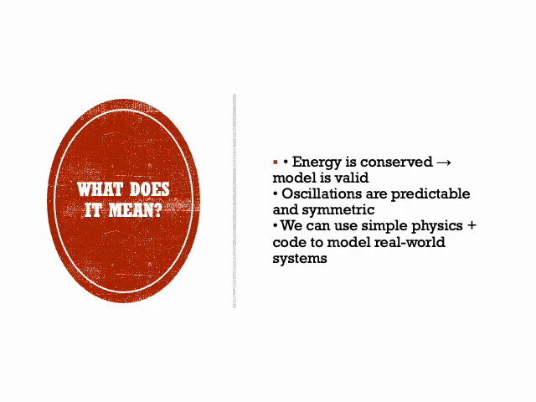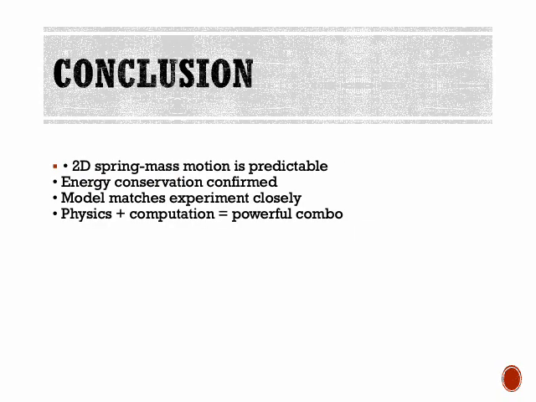This lab shows that with some basic physics and coding, we can model complex motion, and since energy stays constant, it means our model is doing a good job following real physics laws. To conclude, this lab showed us how physics and code come together to describe motion accurately. It's a great example of real-world systems obeying the same laws we learn in class.